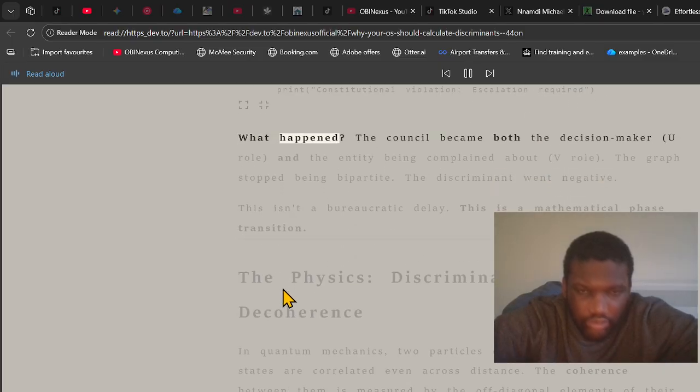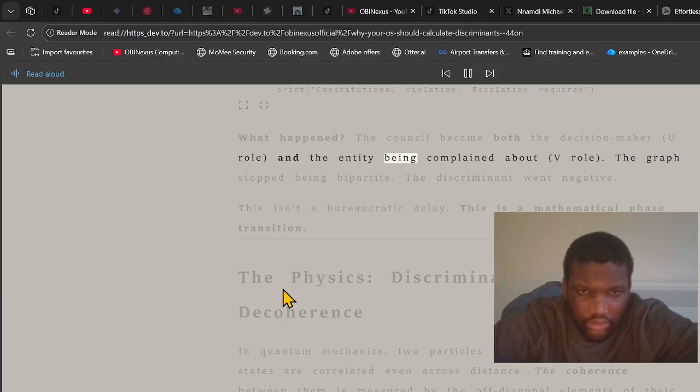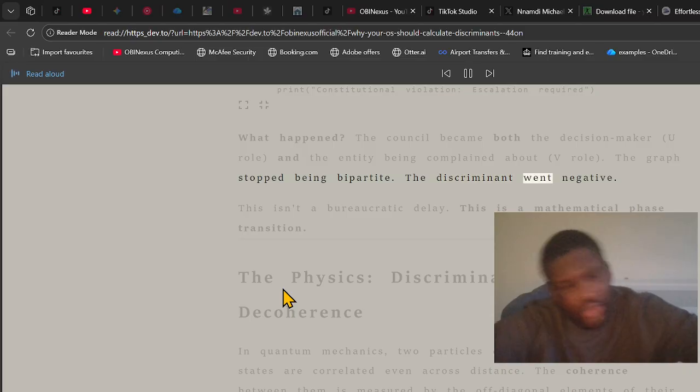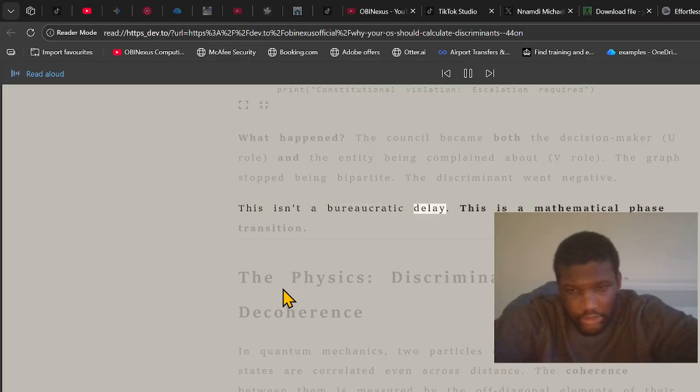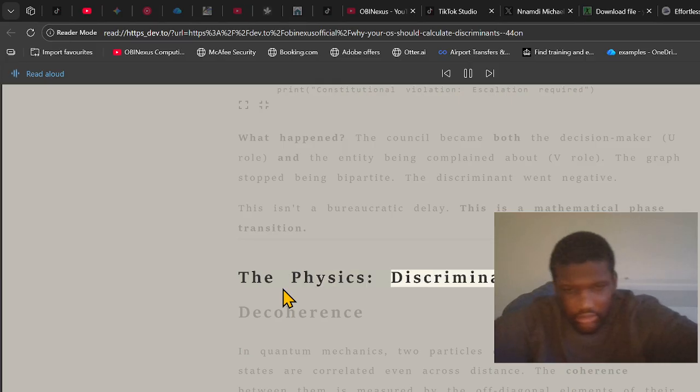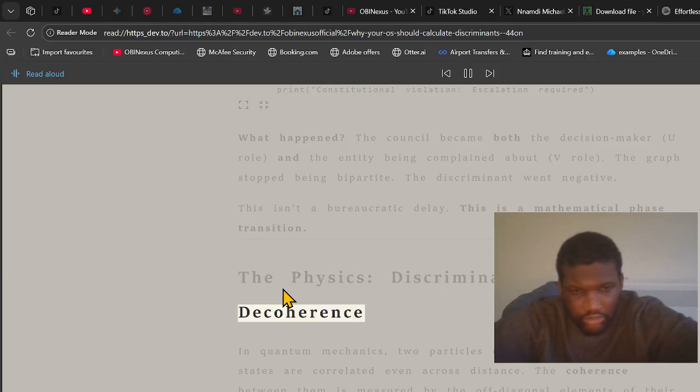What happened? The council became both the decision maker, the U role, and the entity being complained about, the V role. The graph stopped being bipartite. The discriminant went negative. This isn't a bureaucratic delay. This is a mathematical phase transition. The physics: discriminants detect decoherence.